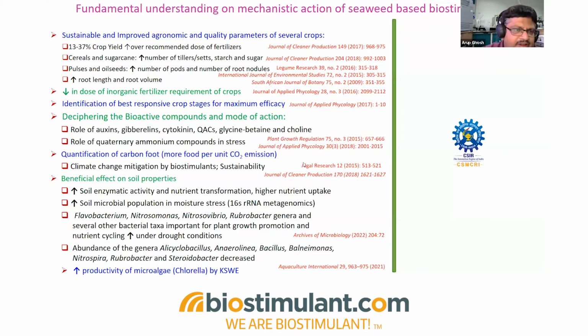Then what are the bioactive compounds and what is the mode of action? This also we have studied in detail, and we found that the seaweed biostimulants contain a lot of natural plant growth hormones like auxin, gibberellin, cytokinins, and quaternary ammonium compounds like glycine betaine and choline. Glycine betaine and choline are the chemicals which also impart plant stress tolerance. So we did a study on the roles of these quaternary ammonium compounds, glycine betaine and choline, and we were able to find their importance in abiotic stress tolerance.